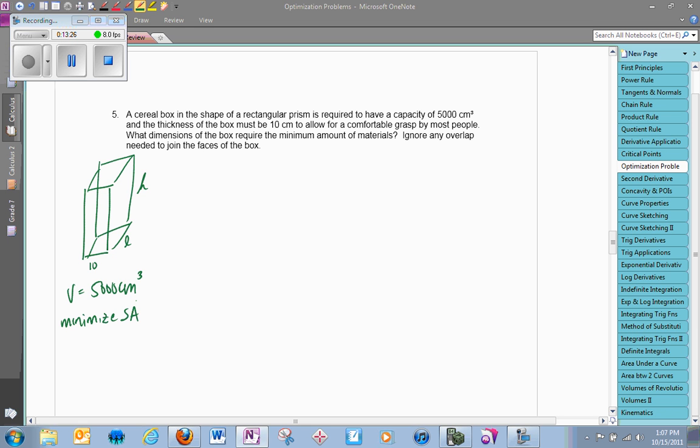So basically I've taken all the information that's here in words and changed it into a diagram that I can work with. I know that the volume is equal to length times width times height. I know the volume is 5,000. I don't know the length. I know the width is 10 and I have height. So I know that length times height is 500, and I want to rearrange for one of the letters. I'm going to rearrange for L, and I'm going to say that's 500 over H.